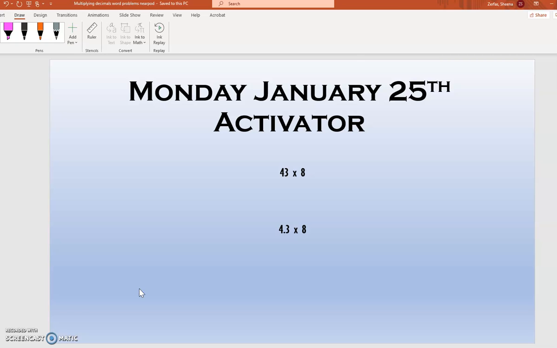To review from last week when we were multiplying decimals, what I'm going to show you is how this first example and the second problem in your activator require the same steps. Okay, so the original problem, 43 times 8, we set up with one number on top, one on the bottom. 8 times 3 would be 24. I can only put down one digit, so I put down the ones place, carrying that 2.